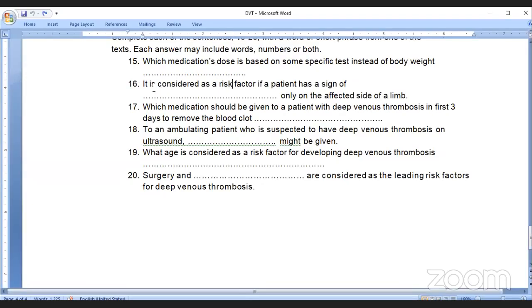So the next question is: it is considered as a risk factor if a patient has a sign of dash only on the affected side of a limb. First of all, you need to find in which text it is possible to find the answer. Guys on Facebook, please write in which text you can find the answer to this question. It is considered as a risk factor if a patient has a sign of dash only on the affected side of the limb. In which text? Please try to answer, try to participate actively.